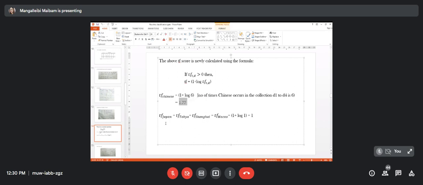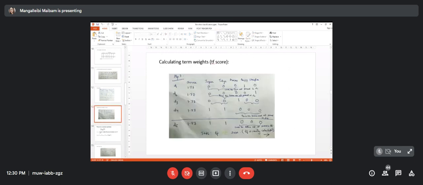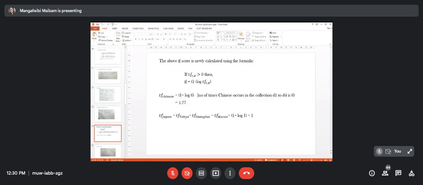For Japan, Tokyo, Shanghai and Macau, the term frequency for this new TF score will be log 1, because each occurs only one time in the collection. So 1. Our new TF score will be this one. For Chinese, our new TF score is 1.77. For Japan, Tokyo, Shanghai, Macau, it is 1.